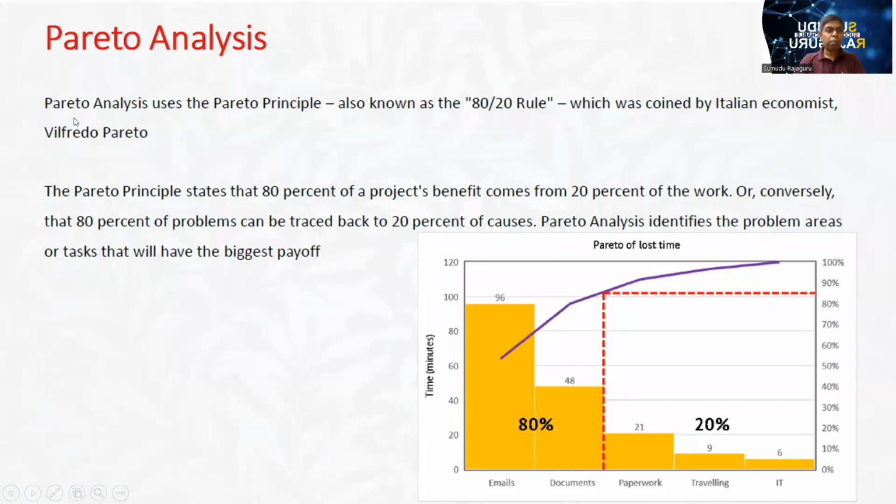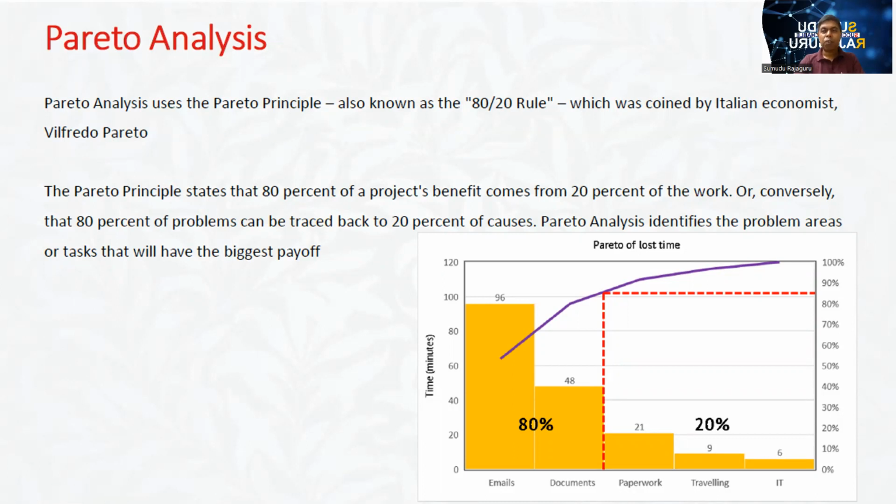When we talk about Pareto analysis, there is a theory behind it. Pareto analysis uses the Pareto principle, also known as the 80-20 rule. Some people say the 20-80 rule, that is not an issue. It was coined by the Italian economist Vilfredo Pareto. As a respect to that person, we call this concept Pareto analysis.